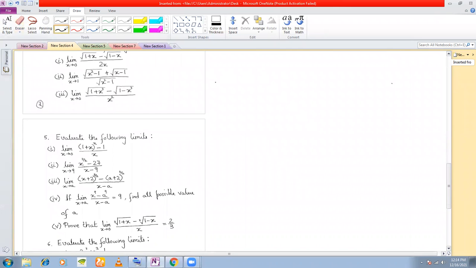So you have number 3. L is equal to limit x tends to 0, root 1 plus x cube minus root 1 minus x cube divided by x square. Same now, if you see in the numerator, you have a difference of 2 radicals. So you rationalize the numerator.